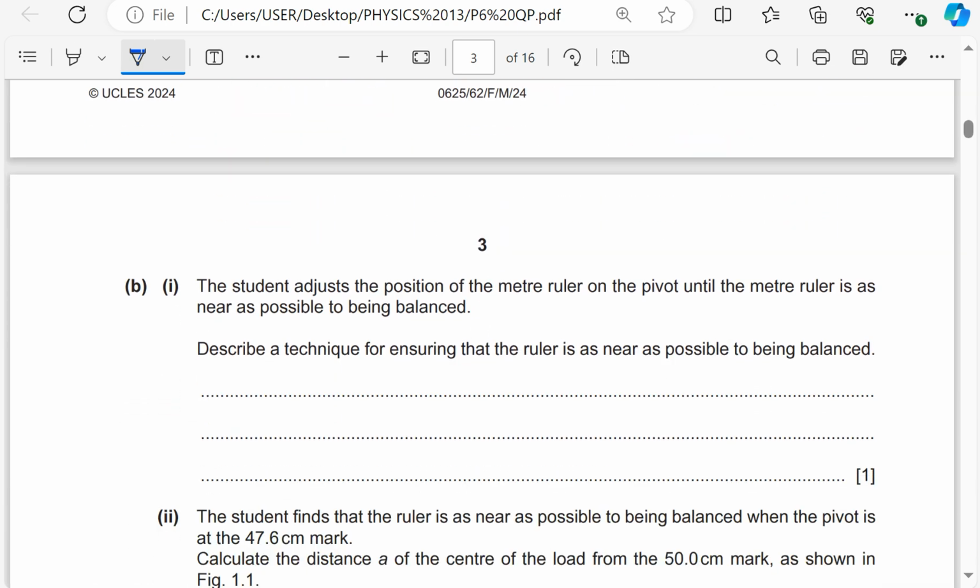Then the student adjusts the position of the meter rule on the pivot until the meter rule is as near as possible to being balanced. Describe a technique for ensuring that the rule is as near as possible to being balanced. Of course, the technique is very simple. You just note the point where it tips on one end, and then the point where it just tips on the other end. So the balance point must be between these two positions.